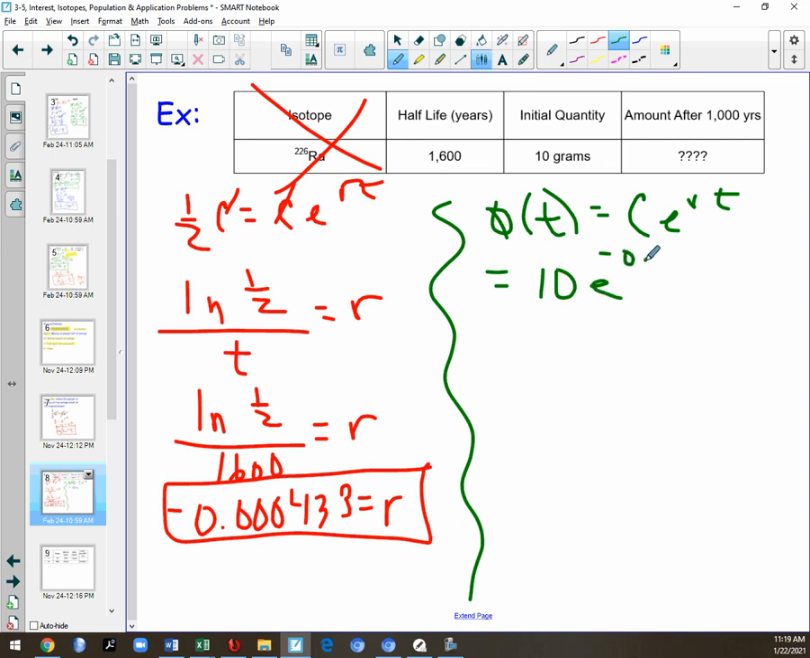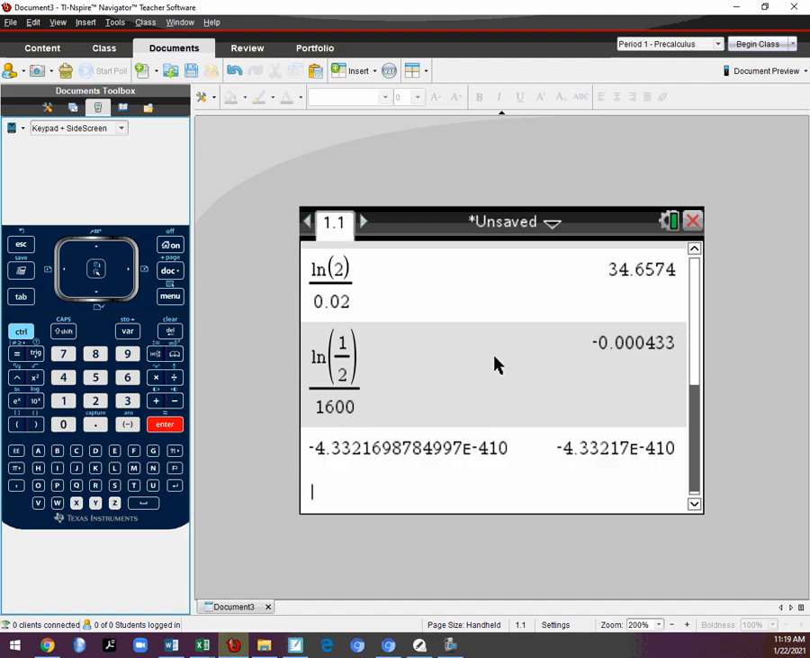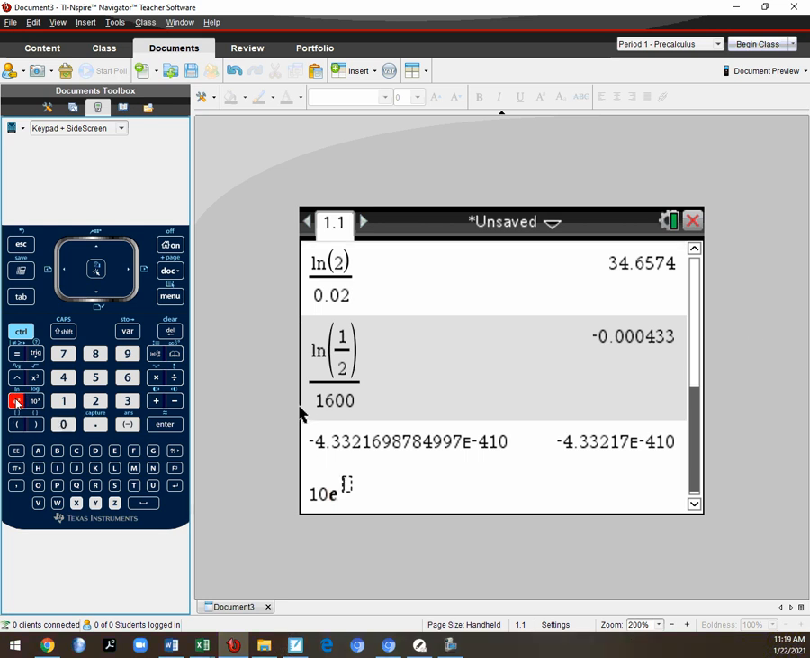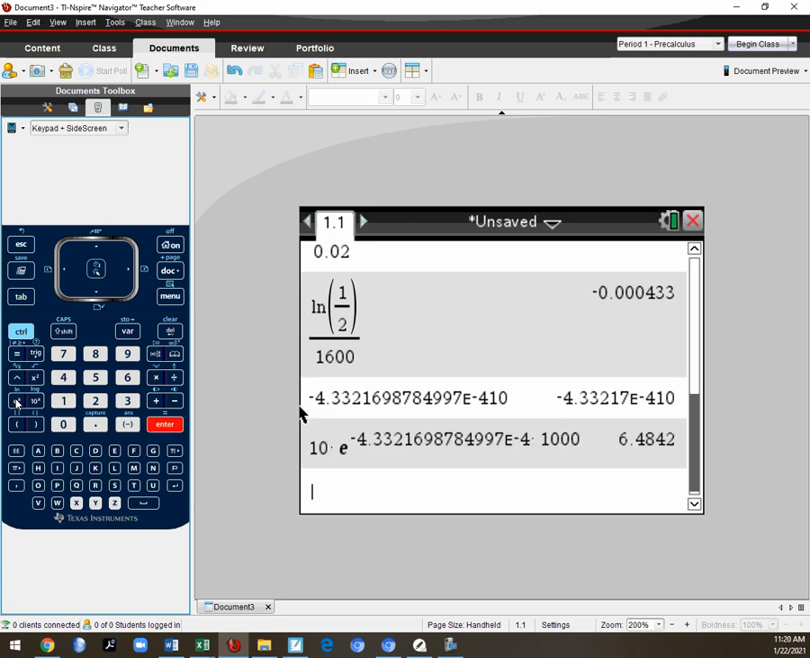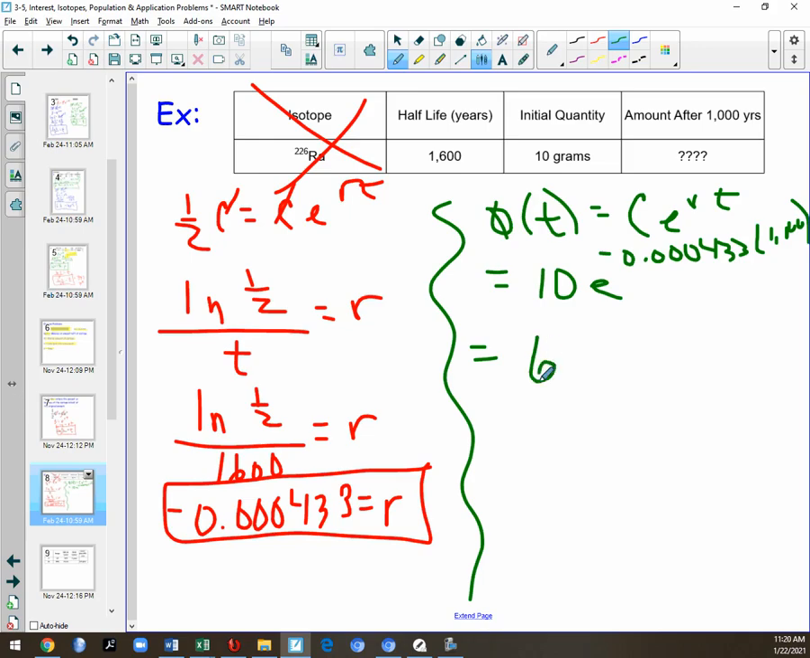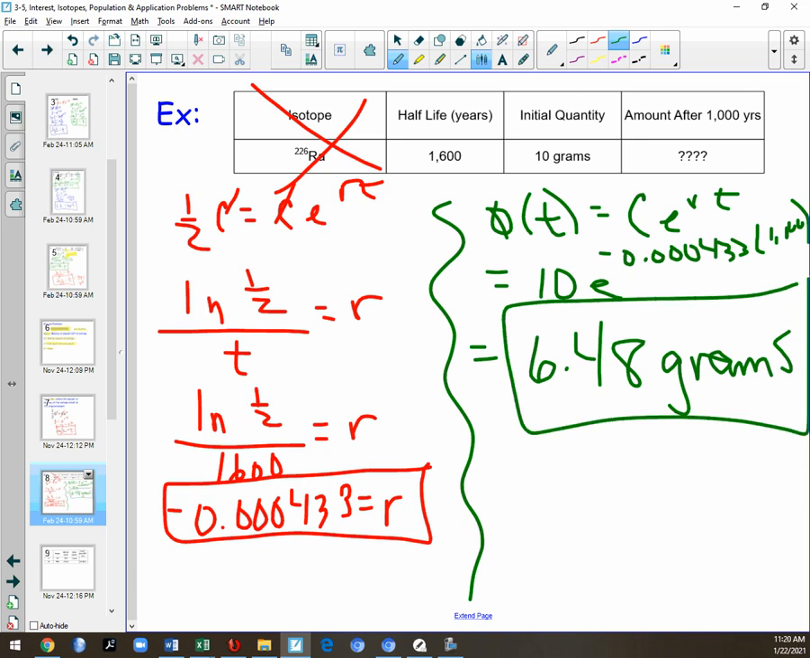E, my rate is negative 0.000433 times 1,000. So I'm going to come over to my calculator and type that in: 10, and then I grab my E. I'm going to arrow up twice, get that rate times 1,000 and hit enter. What this means is that if I have 10 initial grams, after 1,000 years I'm going to have 6.48 grams left.